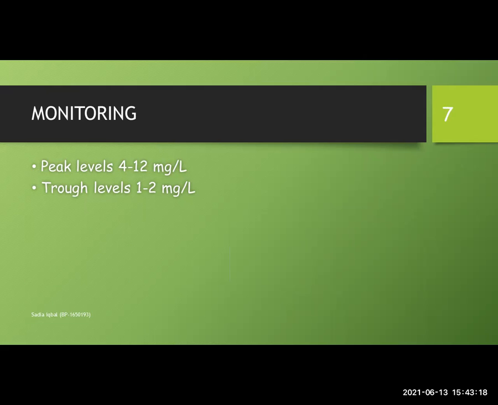Peak levels are measured at a specified time following the last dose, and peak levels for gentamicin should be between 4 to 12 milligram per liter, while the trough levels are measured at a specified time before the next dose, and trough levels for gentamicin should be between 1 to 2 milligram per liter.